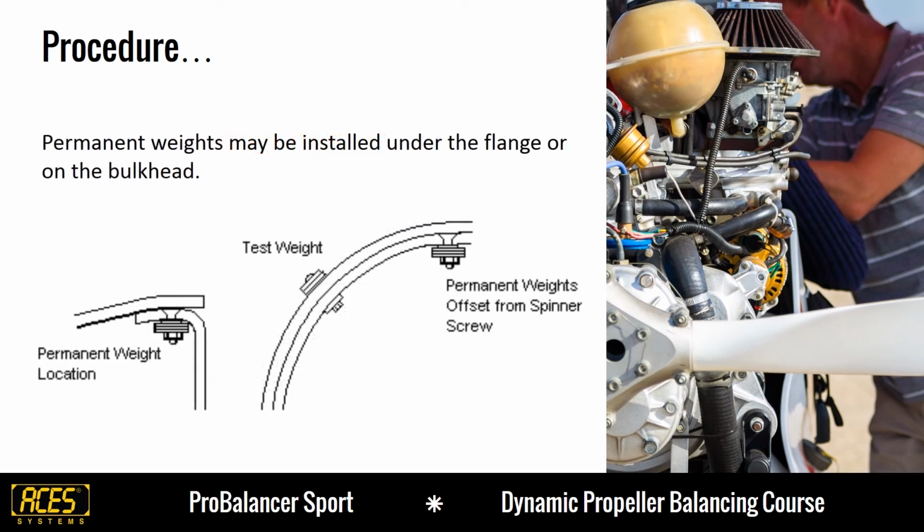Permanent weights are installed under the flange or on the bulkhead. You may need to use the included permanent weight calculator card to adjust the weight appropriately, since you may be placing permanent weights at a different radius than the test weights.